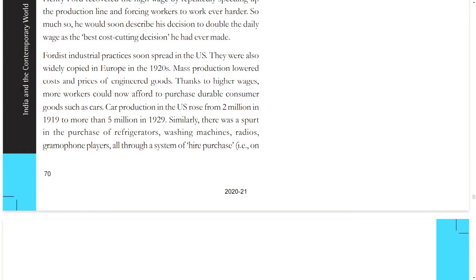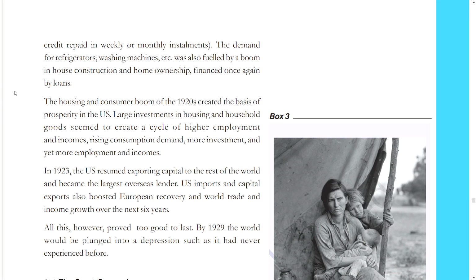Mass production lowered costs and prices of engineered goods, thanks to higher wages. More workers could now afford to purchase durable consumer goods such as cars. Car production in the US rose from 2 million in 1919 to more than 5 million in 1929. Similarly, there was a spurt in the purchase of refrigerators, washing machines, radios, and gramophone players, all through a system of hire purchase, that is, on credit repaid in weekly or monthly installments.